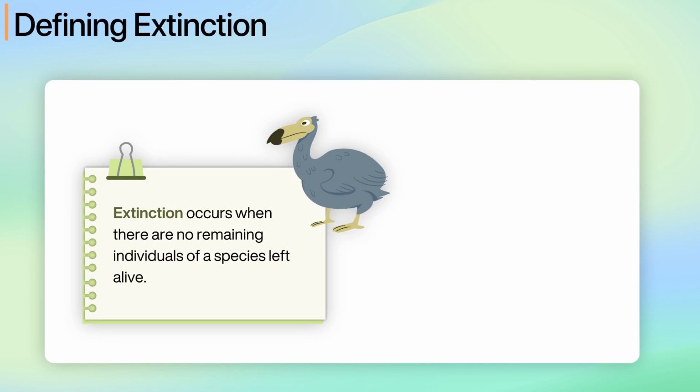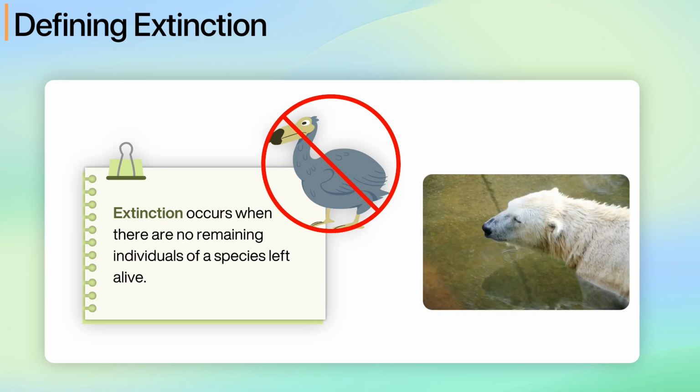Extinction occurs when there are no remaining individuals of a species left alive. This typically happens because the species is poorly adapted to its environment and fails to survive and reproduce. Let's delve into the key factors that can lead to extinction.